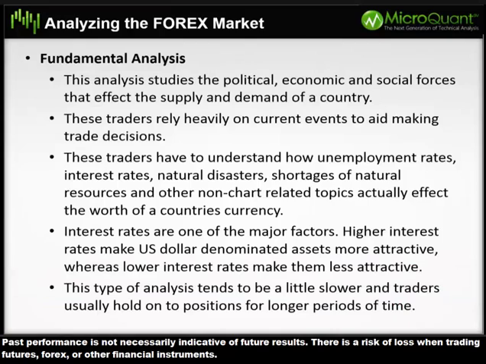For fundamental analysis, this analysis studies the political, economic, and social forces that affect the supply and demand of a country. These traders really do rely heavily on current events to aid in making their trade decisions. They're not too concerned about support or resistance. They really have to understand unemployment rates, interest rates, things like that. They look at consumer price index, consumer confidence reports, and all these major reports to understand longer term where an economy of a country is heading. They have to know what it could do and what it could not do, so that's how they base their trades off it.